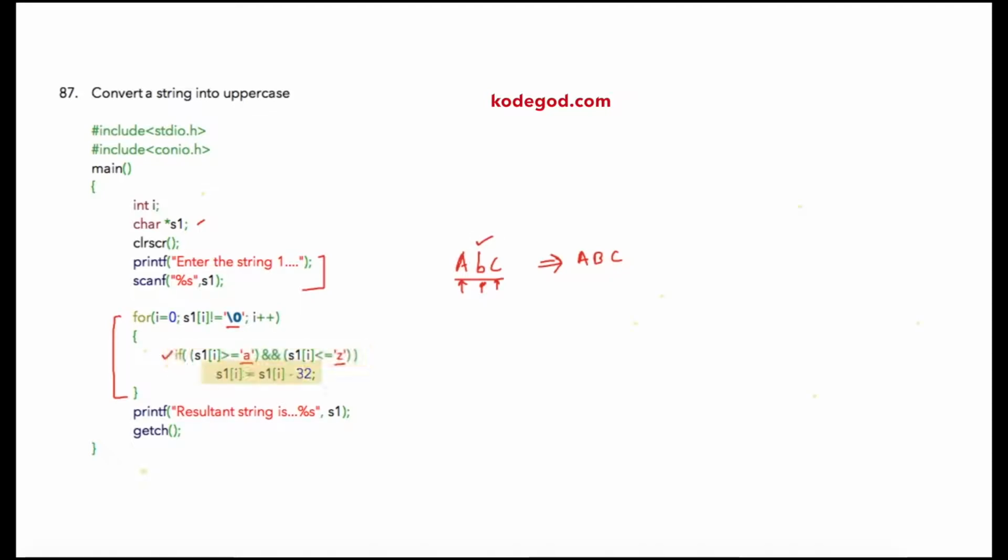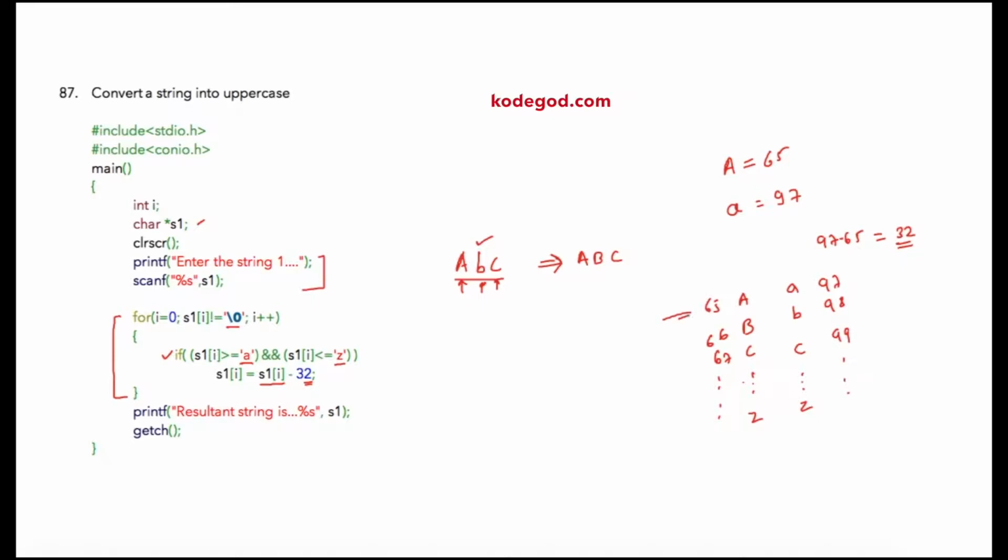So what we need to do is subtract 32 from the value of the current character. Why 32? Because the ASCII value of A is 65 and the ASCII value of small a is 97. So if we subtract 65 from 97, we get 32. So there's a difference of 32 across all capital and small values. If this is 65, 66, 67 and so on, then these values are 97, 98, 99 and so on. So there's always a difference of 32 between small and capital letters. That is why, in order to convert the current character from lowercase to uppercase, we are required to subtract 32.